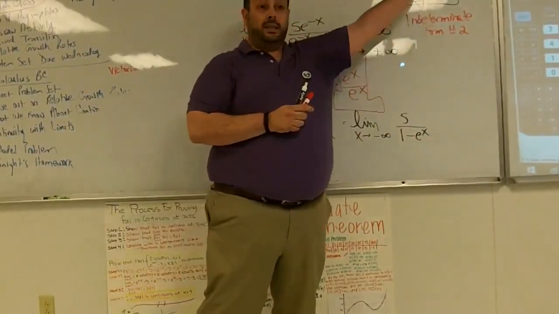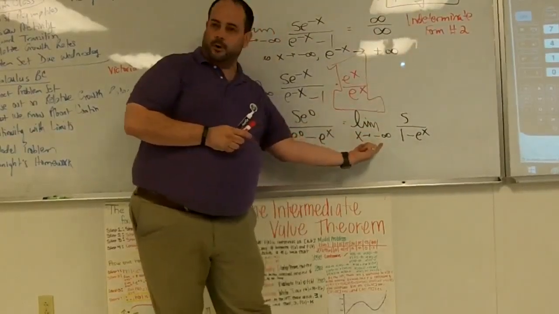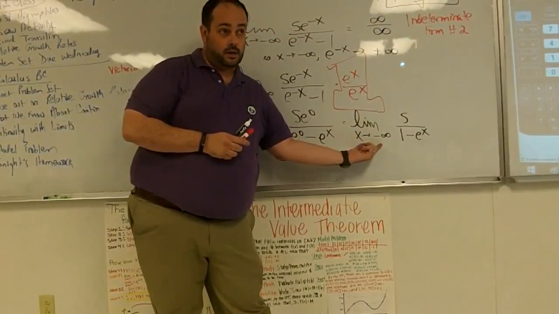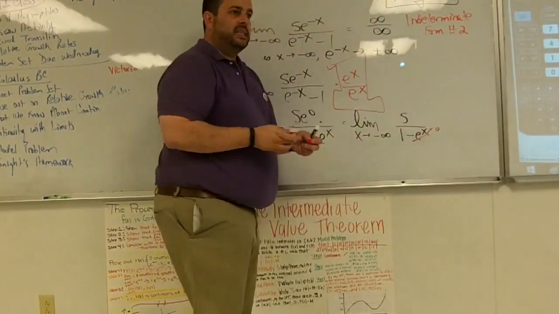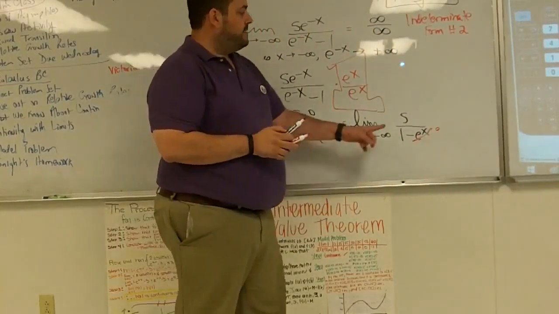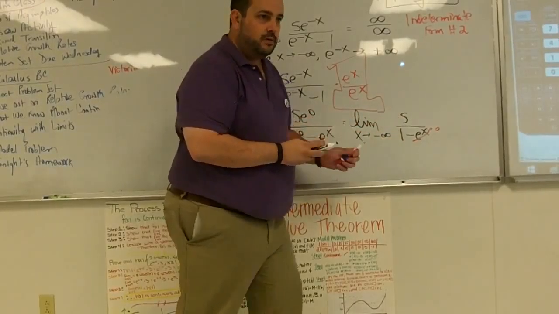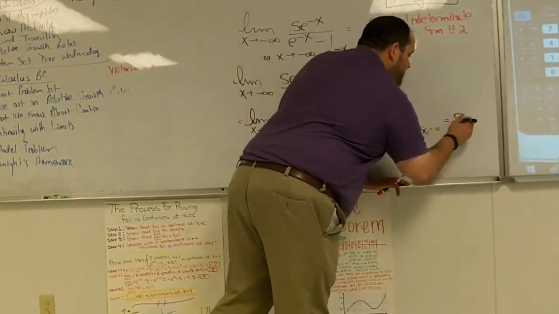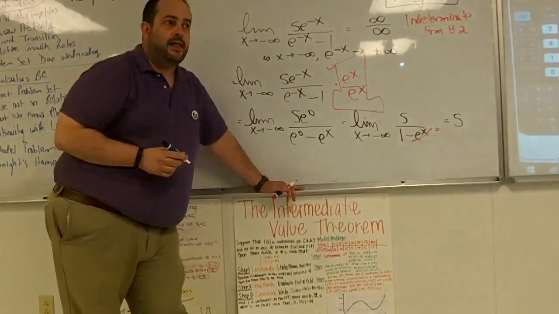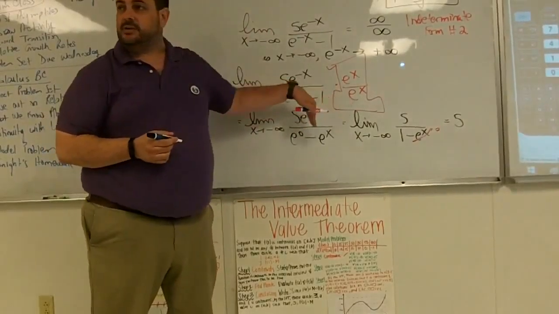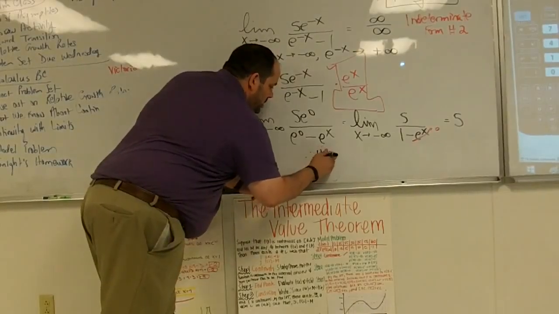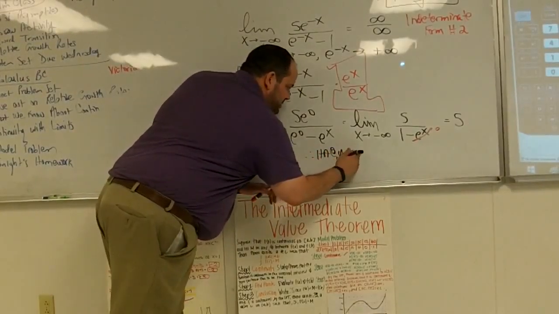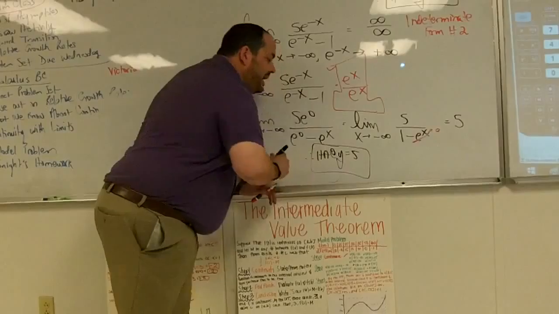e to the x looks like this. As x approaches negative infinity? 0. You've got a 0 hiding in there now. 5 divided by 1 minus 0? 5. Is 5. That's not your answer, that's the supporting work. The answer is that you have a horizontal asymptote at y equals 5.